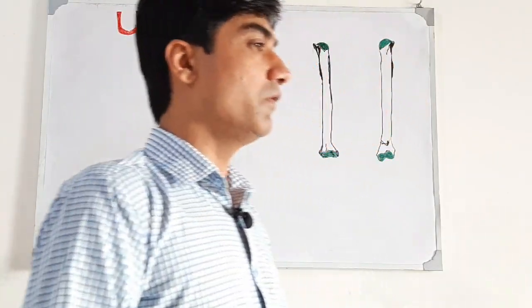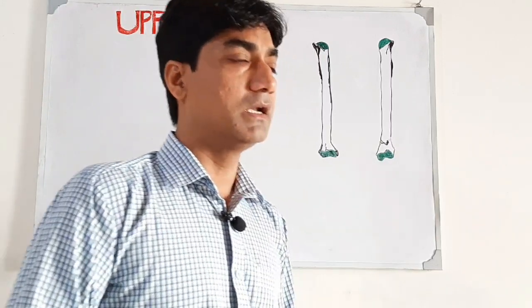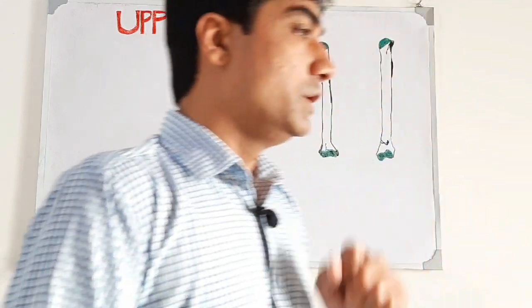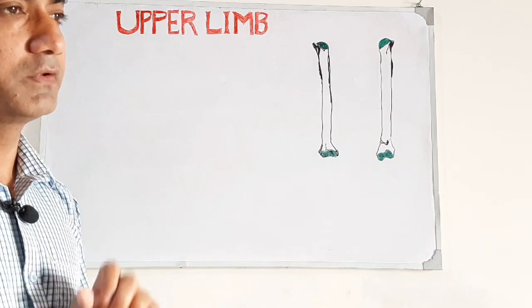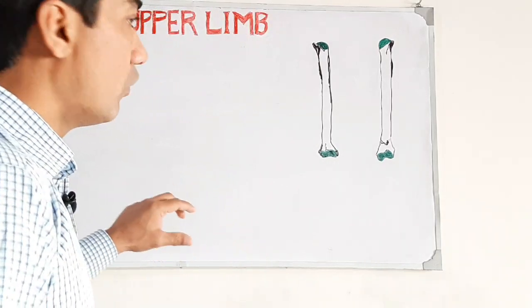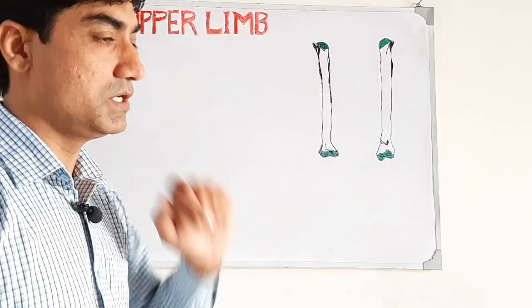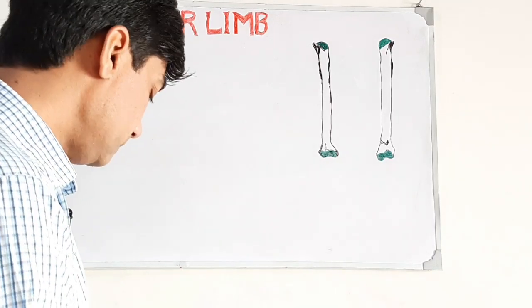In the previous lecture, we discussed parts of the appendicular skeleton, including the shoulder girdle or pectoral girdle. The shoulder girdle consists of basically two bones, the clavicle and the scapula. Now we are here to discuss the upper limb or upper extremities. Both are the same thing, limb or extremity.